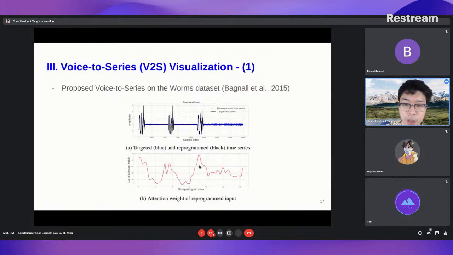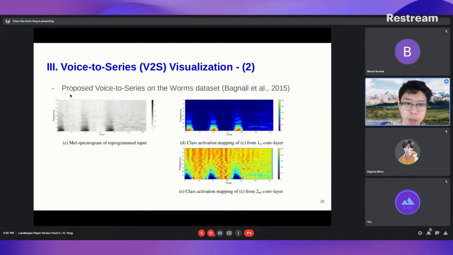Here's the attention heat map. If you look at this spectrum, here is the spectrum from the sensor signal we're using. Here you can see the energy intensity on the target signal, and on the other side is the power spectrum of the reprogramming noise. The first convolution layer actually looks at this target signal, here. The yellow color means higher heat and higher attention, from the class activation mapping by global average pooling.